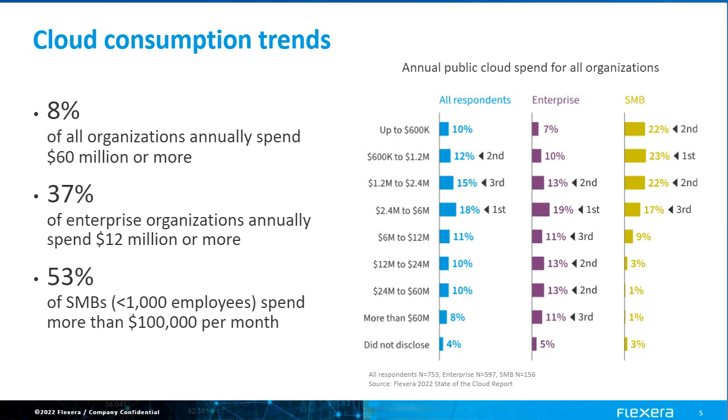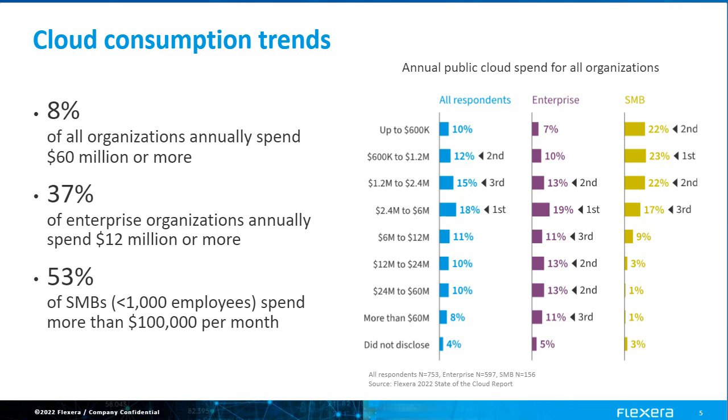So speaking of the data, the first point to notice: if you look at that all respondent column there in blue, 8% of all organizations annually spend $60 million or more on public cloud. That's $5 million a month. If you look at the enterprise, the purple layer in the middle, that jumps to 11%. 11% of companies with 1,000 or more employees are spending $5 million or more on public cloud. If you look there, it says 37% of enterprise organizations spend 12 million or more, so 1.2 million or more. 37%, over a third of them, are spending that much money on public cloud at this point.